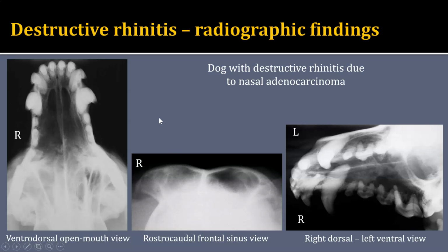So here's a dog with pretty destructive rhinitis that is due to a nasal adenocarcinoma. I didn't give you the lateral view in this patient, but here is our open mouth ventrodorsal view. This patient has soft tissue opacity in both the right and the left mid to caudal nasal passages. On the right side, I am starting to lose the ability to see those larger bony turbinates.